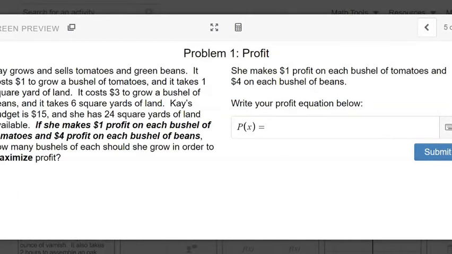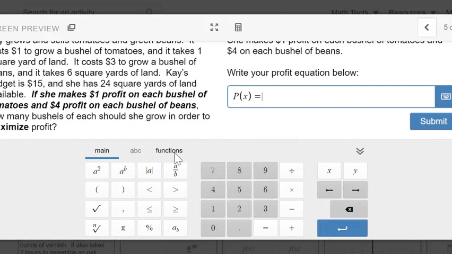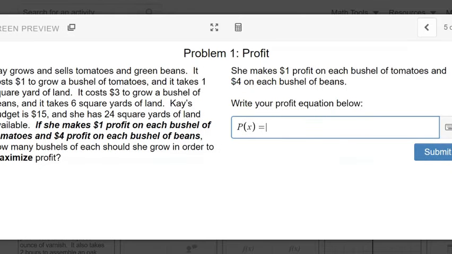Okay, so let's figure out her profit. She makes $1 profit on each bushel of tomatoes and $4 profit on each bushel of beans. So I'm going to write, remember, my tomatoes is X, so 1X plus 4Y. That's my profit equation. So for every bushel of tomatoes, we're going to have $1, and for every bushel of beans, we're going to have $4.